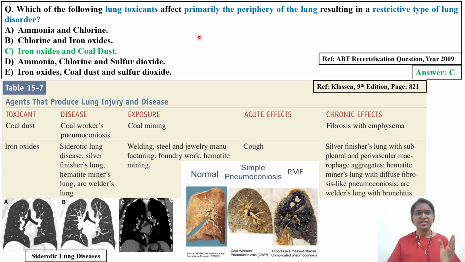Question is: which of the following lung toxicants affect primarily the periphery of the lung, resulting in restrictive type of lung disorder? So you have to understand, whenever we are reading inhalation toxicology, respiratory system as a target organ toxicity, few things are there towards the end of the slide. Also, in the video I'll be discussing.